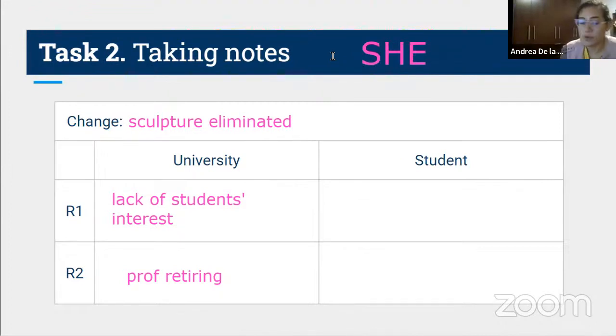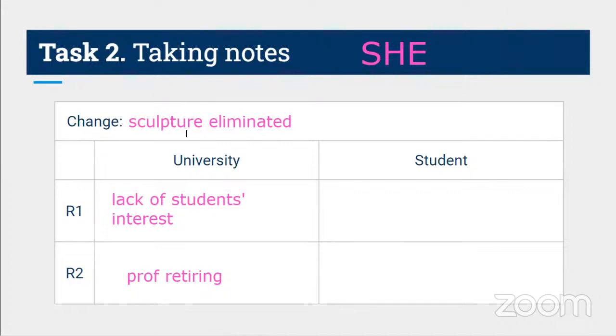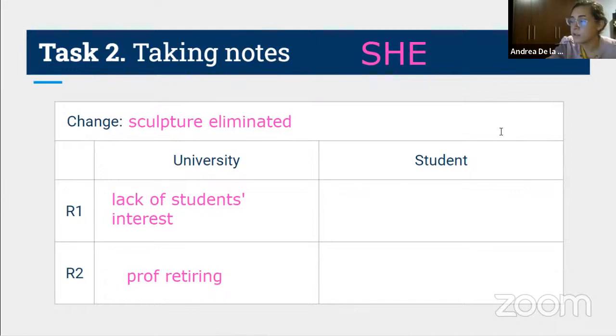And second thing, was she against or in favor of the idea of eliminating the sculpture program? Against. Exactly. She didn't like the idea, right? She was against. So second thing that I want you guys to do is write down the opinion. So you only have to write down the words against or in favor, right? In this case, we're gonna write down the word against. Okay, guys.